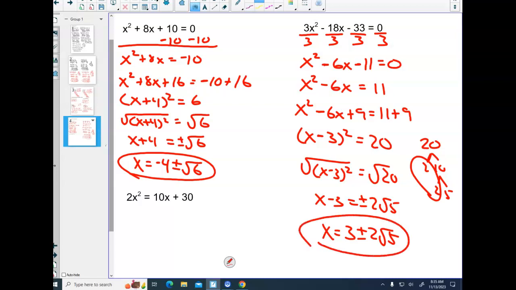You always write your real number first, your rational number. I shouldn't say your real number first. You always write your rational number first and your real number second.